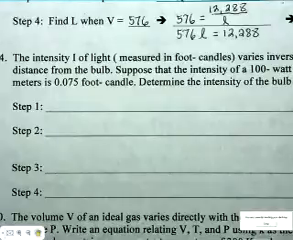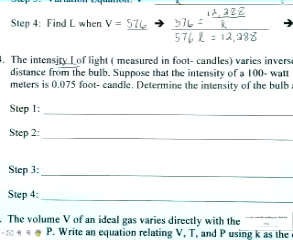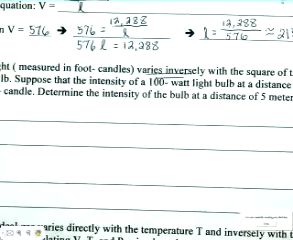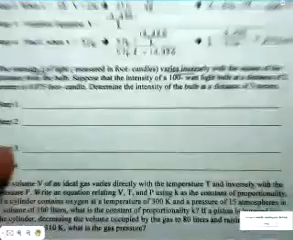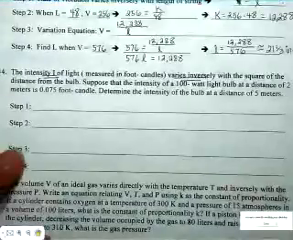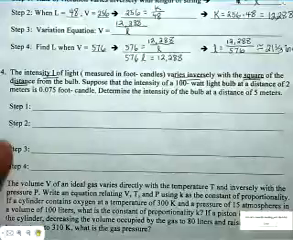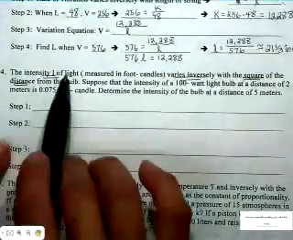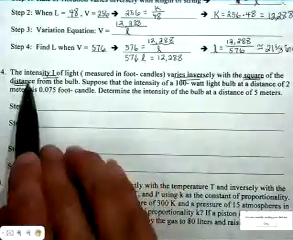The intensity of light varies inversely with the square of the distance. Now, it's important that you realize it's not just the distance, but it's the distance squared. If you use I for intensity and D for distance, translate that into an equation for me.